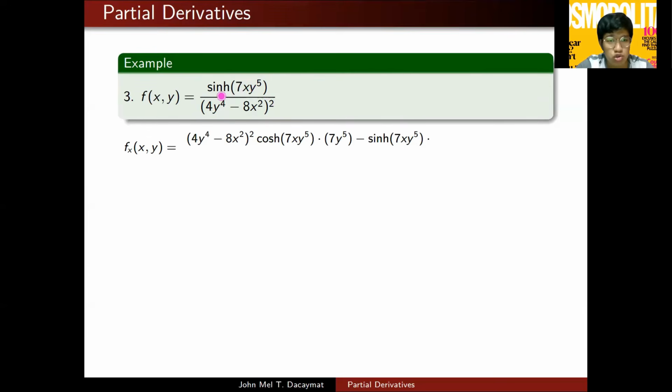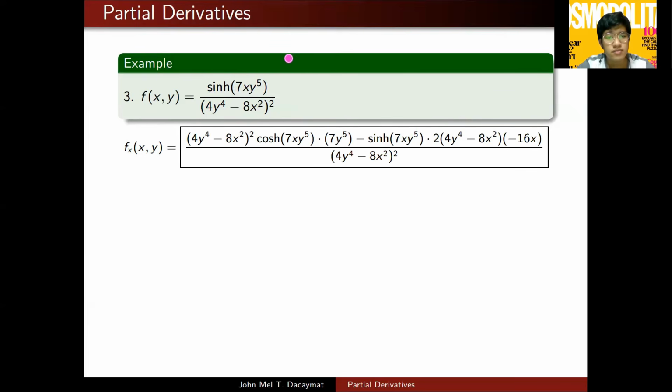Ito po ay something squared. So, baba ko muna yung 2. Power rule muna tayo. Tapos times yun nasa loob. Tapos yung nasa loob naman, di-differentiate ko for my chain rule. Again, x yung aking variable. So, 4y to the 4th is just 0 when differentiated. Itong negative 8x squared will become negative 16x. This is my high di low over low squared. Oops, this is to the 4th. Sorry. So, that should be to the 4th.